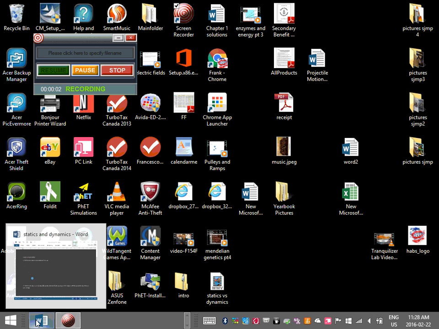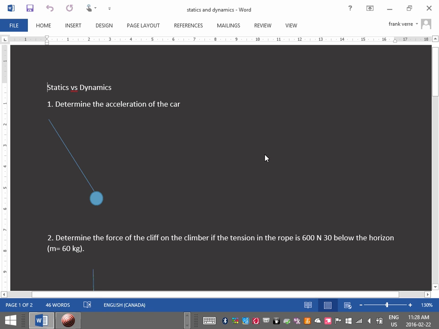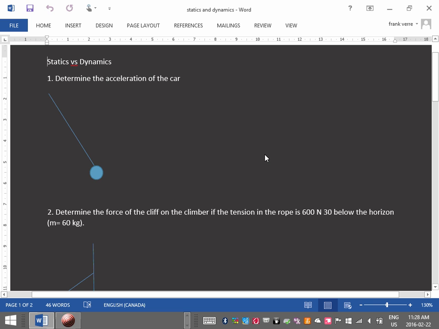Alright, let's do this. Okay, so like I said, first question is going to be about dynamics, which is you have acceleration, and the next two are going to be about statics, where you don't have acceleration, okay? That means the forces are in equilibrium.